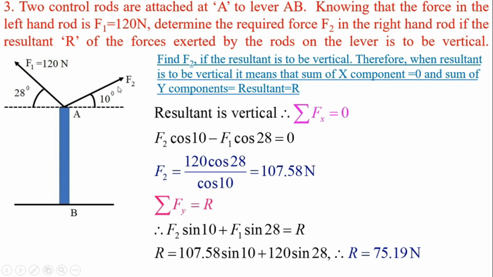We have to calculate this force F2 if the resultant is vertical. We have already discussed it during resolution. If R is vertical, find F2. As we know, when the resultant is to be vertical, the sum of x components, that is summation Fx, will be equal to 0 and summation Fy will be equal to the resultant R. This is an important condition one must know.